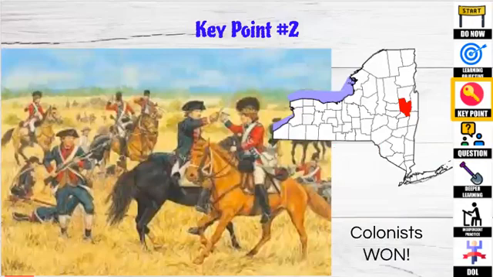The Battle of Saratoga was a battle in New York State. That red shaded area is Saratoga, and that is where this battle took place. You'll note that most of the battles in the Revolutionary War took place in the northern colonies. The colonists won the Battle of Saratoga.